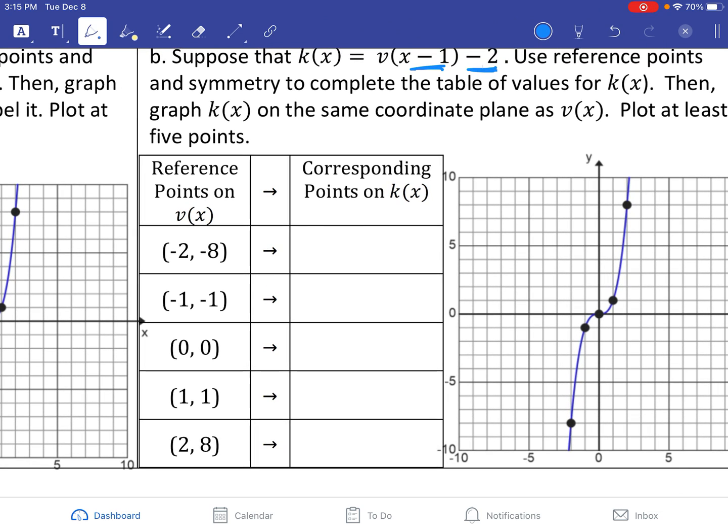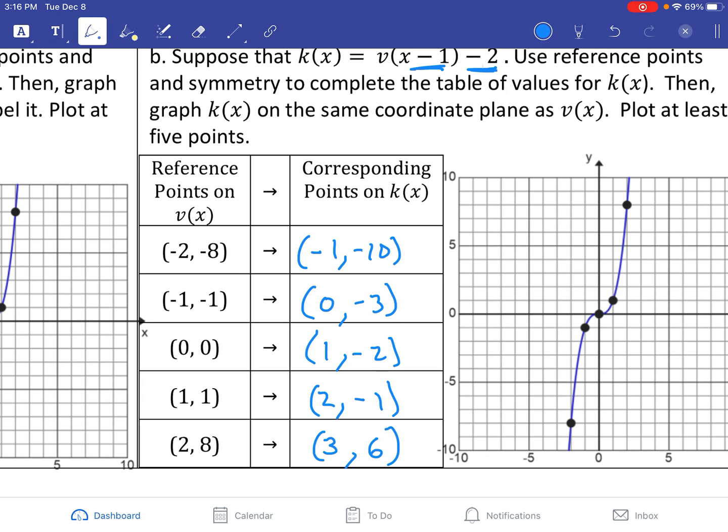So we're adding 1 on the x. We're going to get -1, and we're subtracting 2. It gives you -10. All right, we're adding 1, it gives you 0, and subtracting 2 gives you -3. Adding 1 and subtracting 2, which gives you -1, there we go. And then we're adding 1 and subtracting 2.